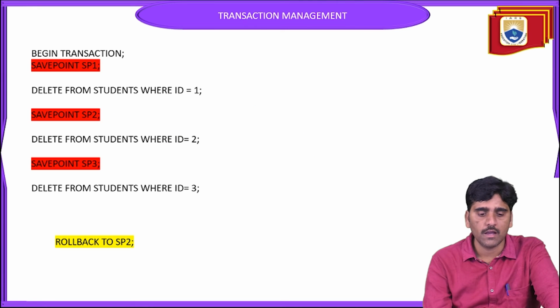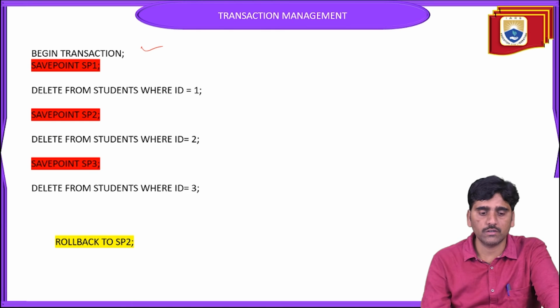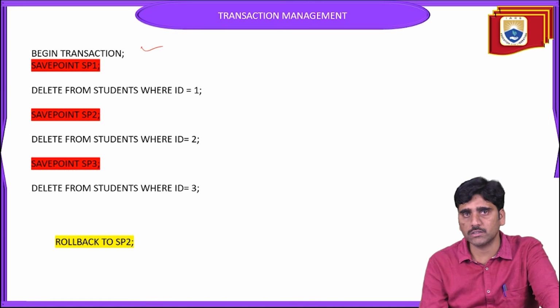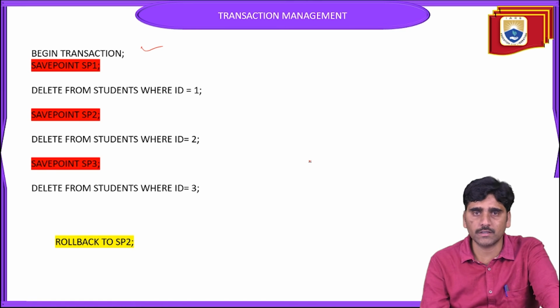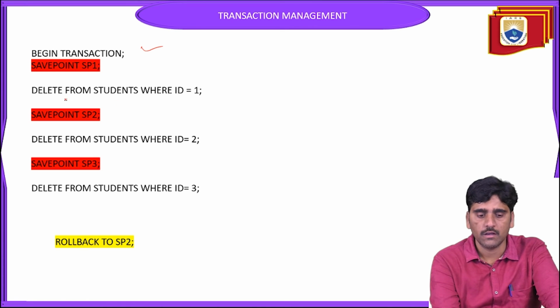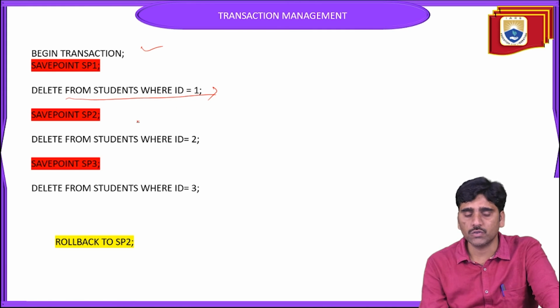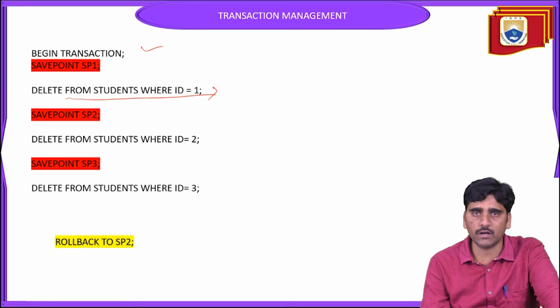And the next one, BEGIN TRANSACTION. So, applying save points. To apply the save points, you start by writing BEGIN TRANSACTION. And for the save point SP1, I am creating a save point at the stage of DELETE FROM students WHERE ID = 1. So whoever has ID equals 1, I am deleting those students.